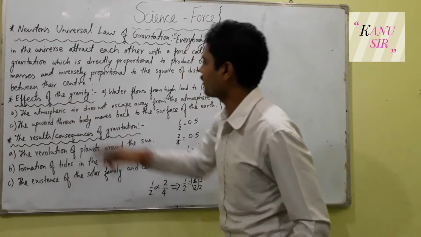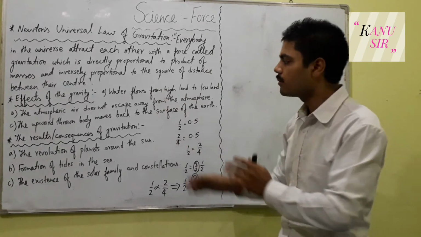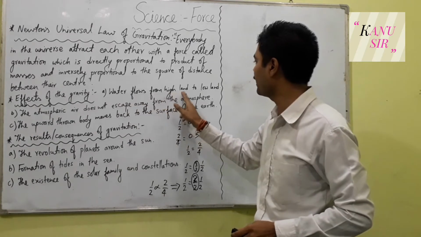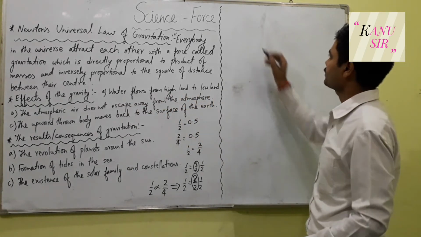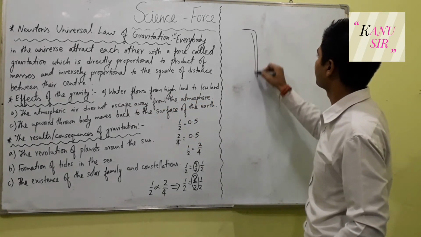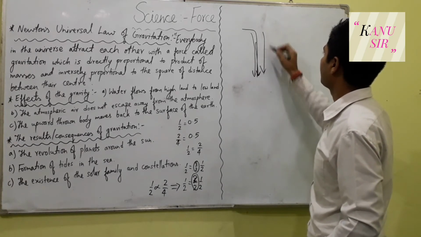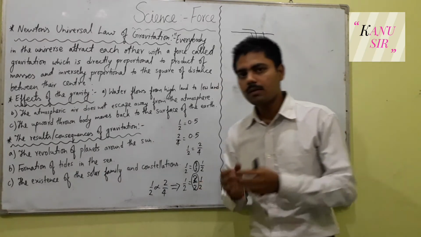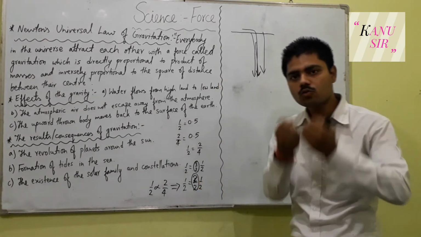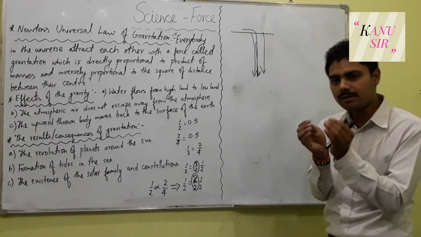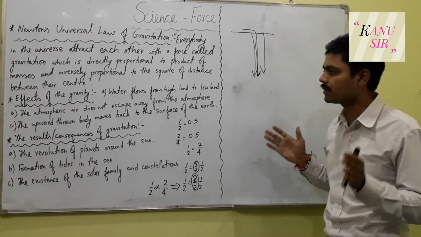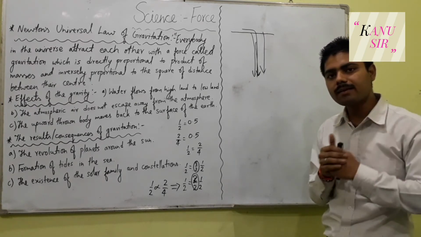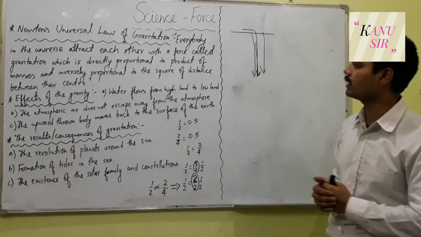So there are 3 effects of gravity I have noted down. There are many, but among them 3 are popular here. Number 1, water flows from high land to the low land. Why is it so? Because molecules of water are attracted towards the center of the earth, and water is the smaller object and earth is a bigger object. So there is a gravitation between water and the earth, and in that case water falls towards the gravity of the earth.